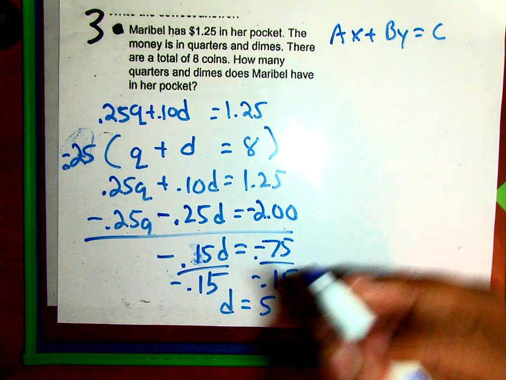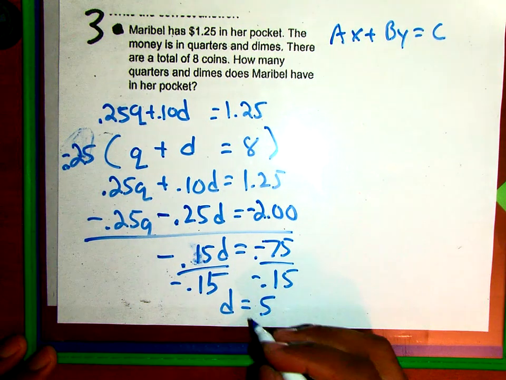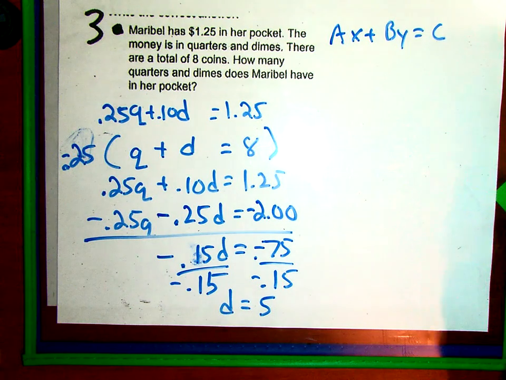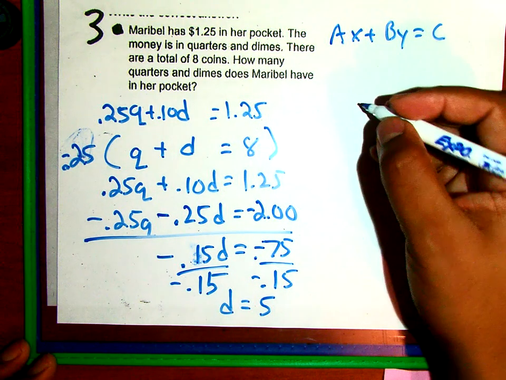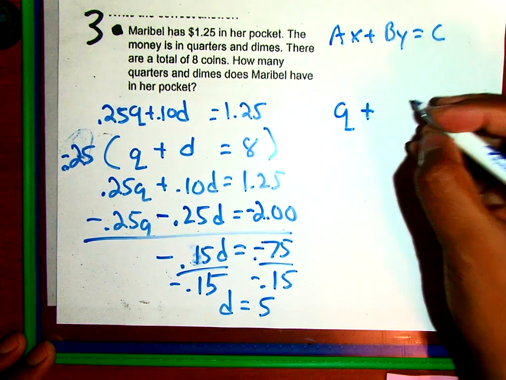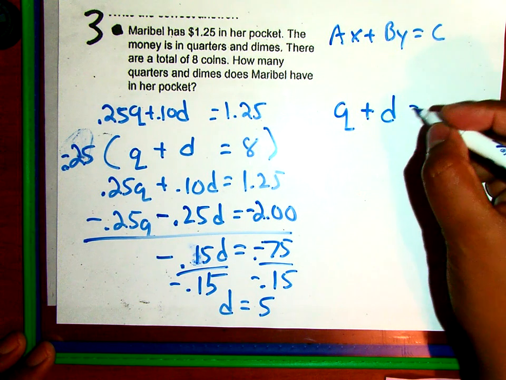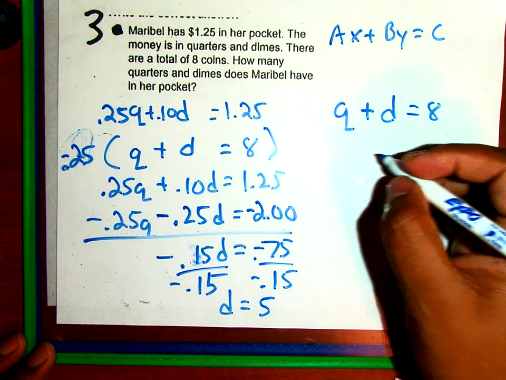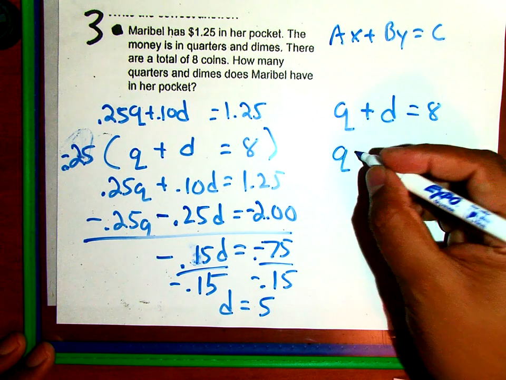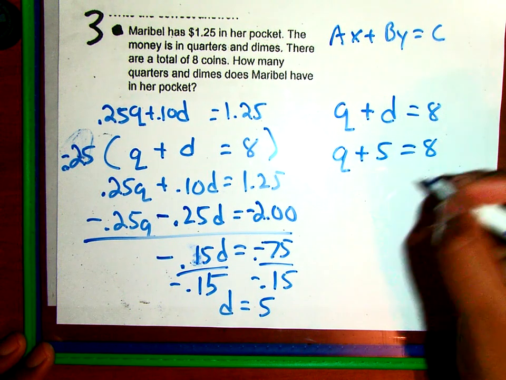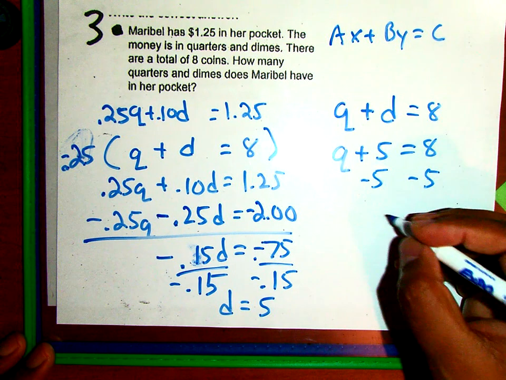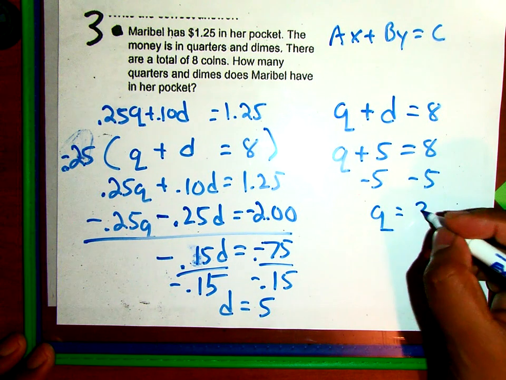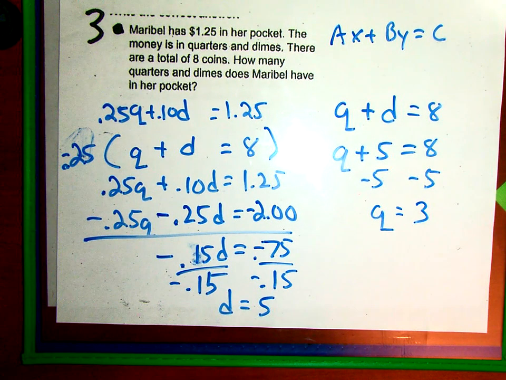All right, so now I'm going to take this 5 and plug it in. So what this means is I have 5 dimes, and I'm plugging in to figure out how many quarters I have. So I'm just going to take the simple equation here. Q plus D is equal to 8. And plug in 5 for dimes. And when I subtract 5 from both sides, Q is going to be equal to 3. So what this means is if I have 5 dimes and 3 quarters, that's going to get me $1.25. Makes sense. 50 plus 75 cents.